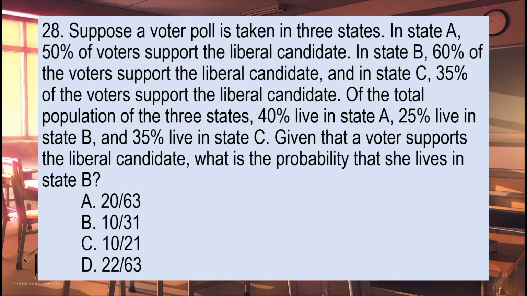So, next, suppose a voter poll is taken in 3 states. In State A, 50% of voters support the Liberal candidate. In State B, 60% of the voters support the Liberal candidate. And in State C, 35% of the voters support the Liberal candidate. So, of the total population of the 3 states, 40% live in State A, 25% live in state B, and 35% live in state C. So given that a voter supports the liberal candidate, what is the probability that she lives in the state B?